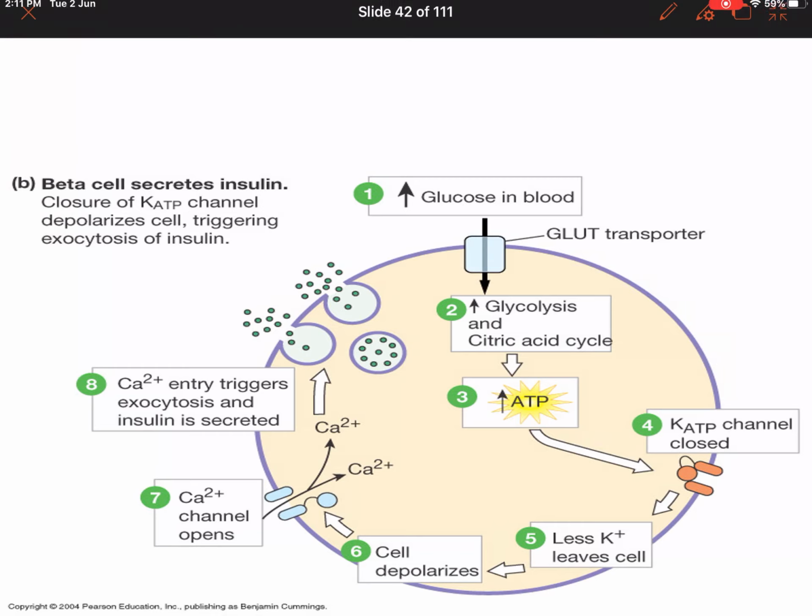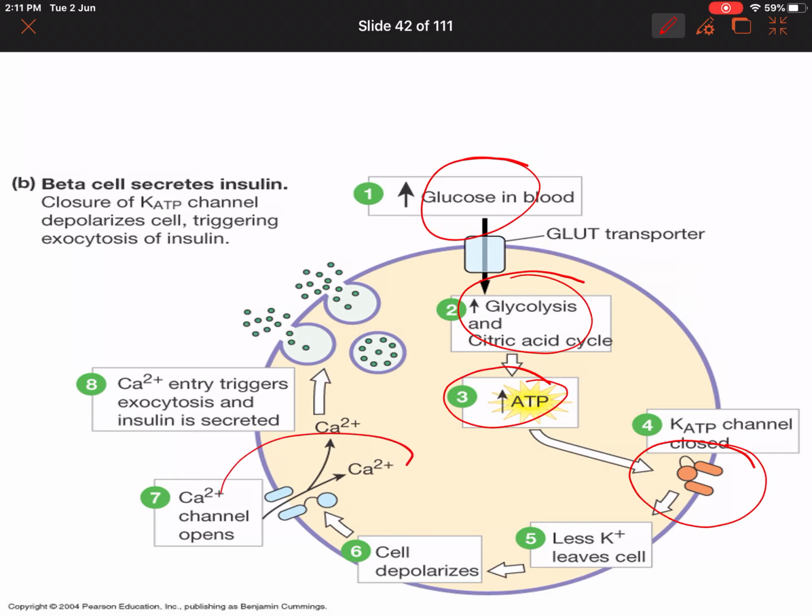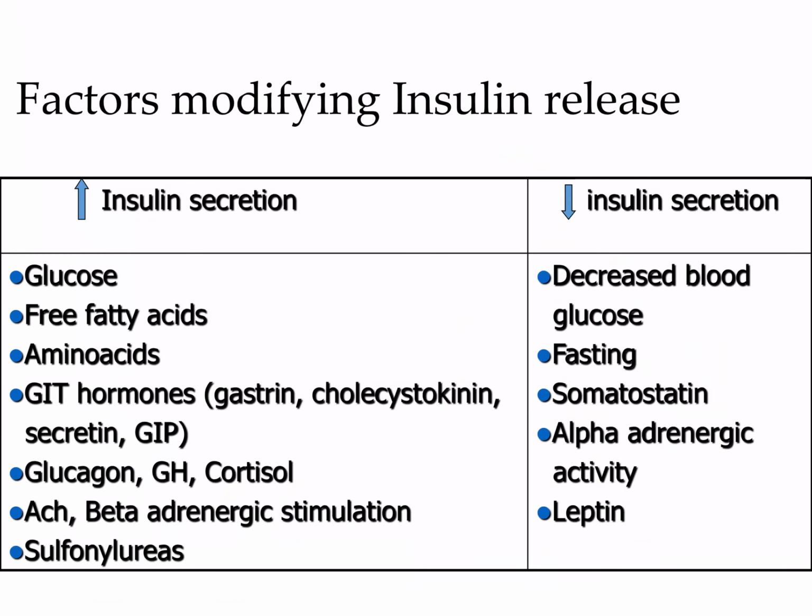So let's look into the same thing in a picture. When you eat food, the glucose enters into the blood. The glucose undergoes glycolysis to produce ATP. ATP is going to block the potassium channel, which is going to cause depolarization, which is going to cause release of calcium. This calcium is going to trigger release of insulin. This is what happens in the beta pancreatic cell. So this is how insulin is secreted.